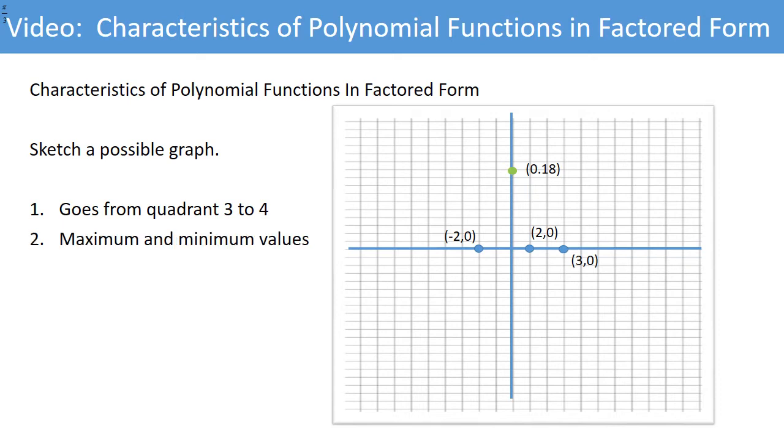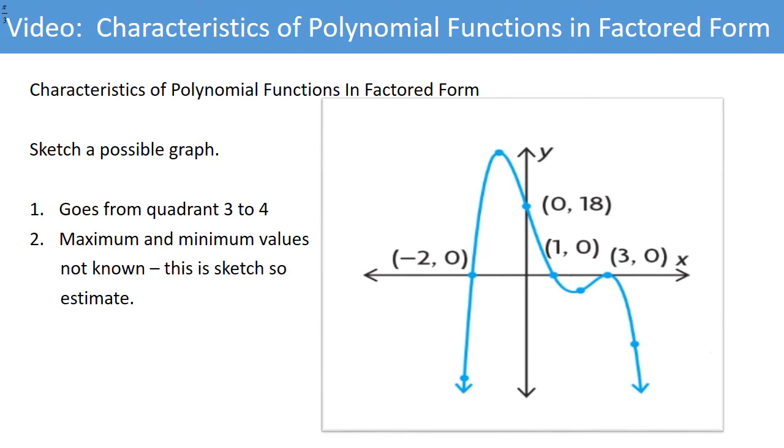So let's take a look at the possible sketch. We don't exactly know the maximum and minimum values, so we will just estimate these. Remember, this is a sketch, not an exact graph. So here is a possible graph. Now, notice the behavior at (3, 0). It will come to the line and it will bounce back down. That's the function of a double root.